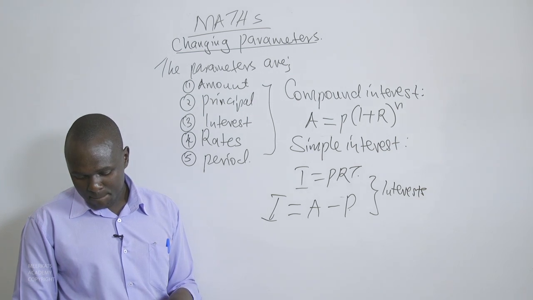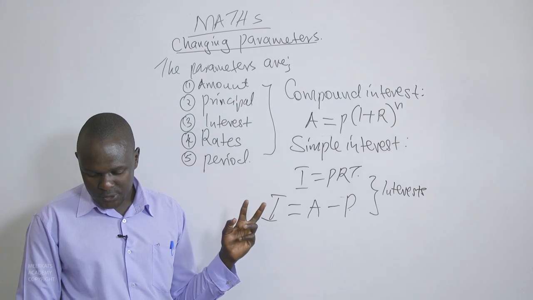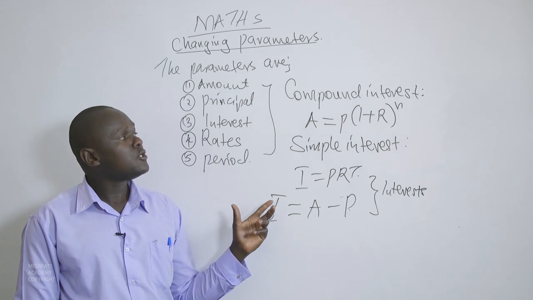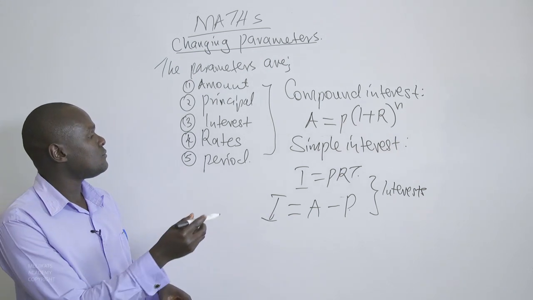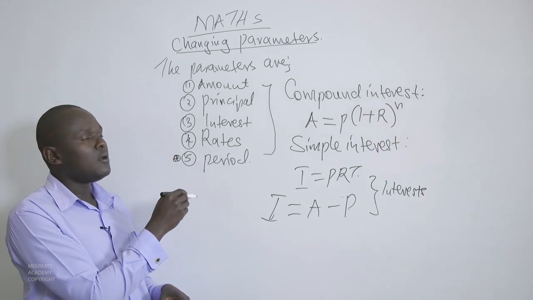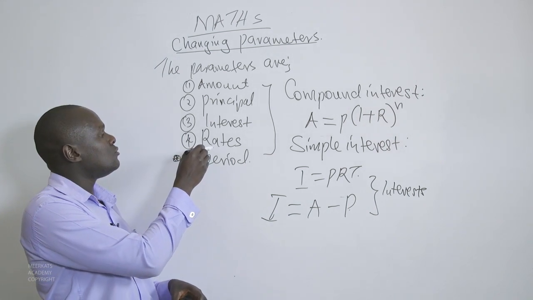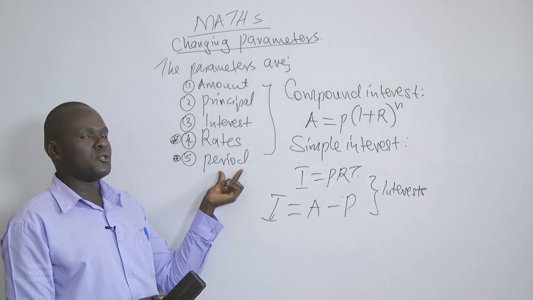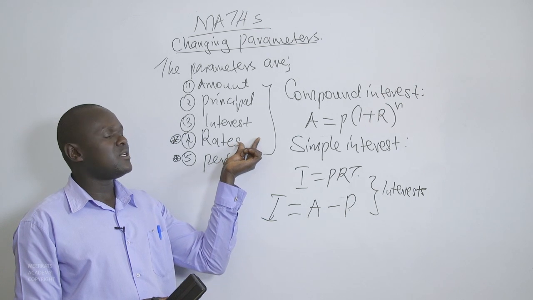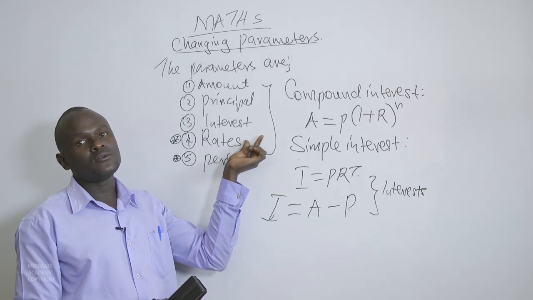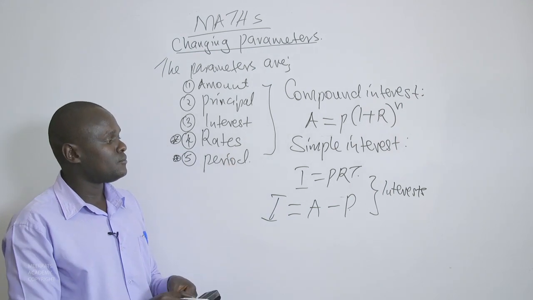And in our first example, we are going to consider two parameters. We are going to look at the effect of changing the periods and its overall effect on the rates. If we change the period, how will the rates be affected? That is a salient question that we are going to answer in this lesson.